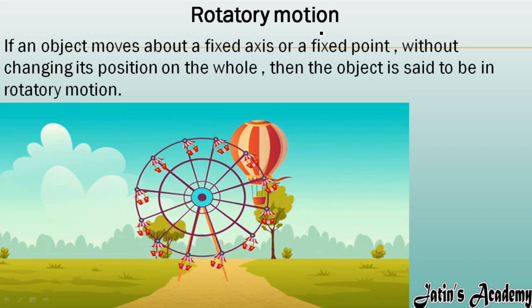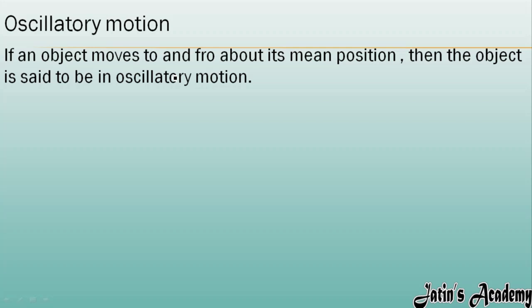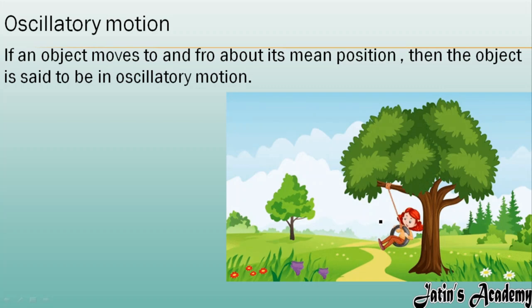The next type of motion we have is oscillatory motion. So what do you mean by oscillatory motion? If an object moves to and fro about its mean position. How to and fro? See, this girl is moving to and fro like this. To and fro motion is like this. When an object is moving like this, or like this, this motion of an object is known as to and fro motion. So this is an oscillatory motion, when an object is moving to and fro about its mean position.